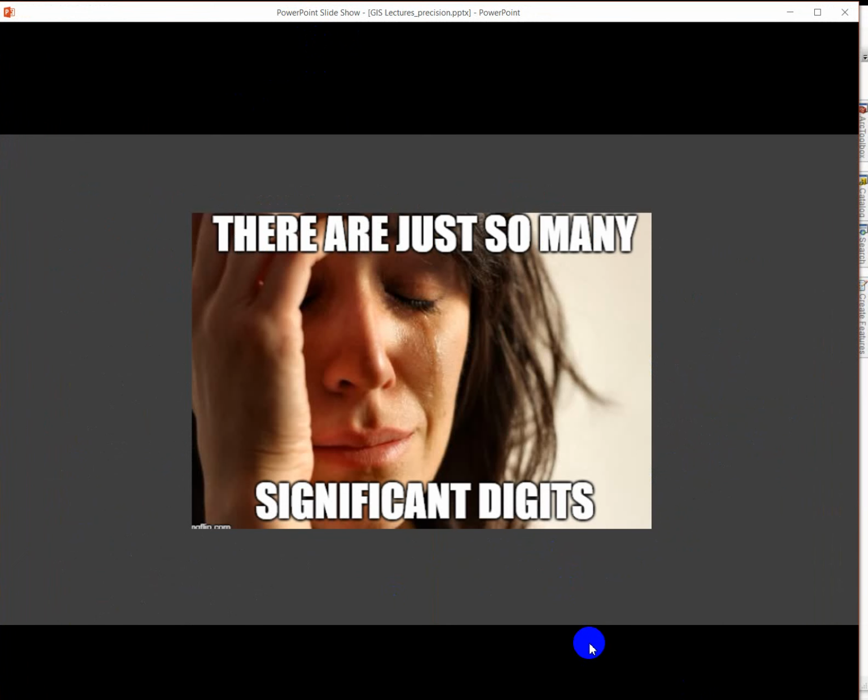And so I leave you with this, this first world meme. There just are so many significant digits, and it's your job to make the intelligent choices to represent your data and your process appropriately. And that's it.